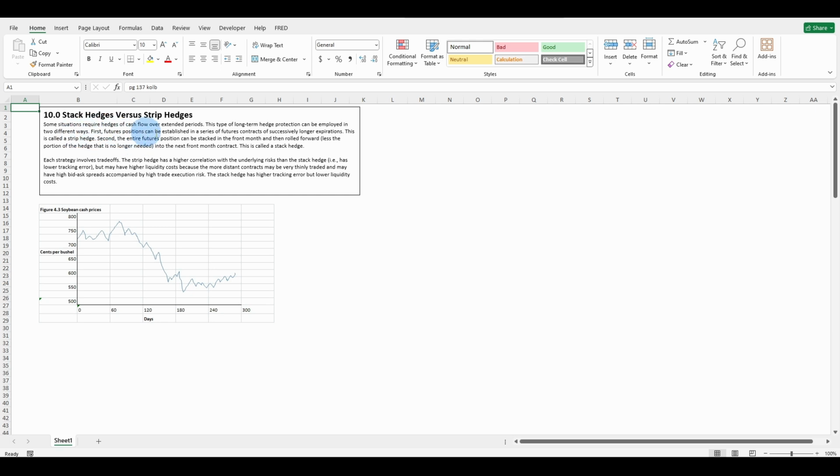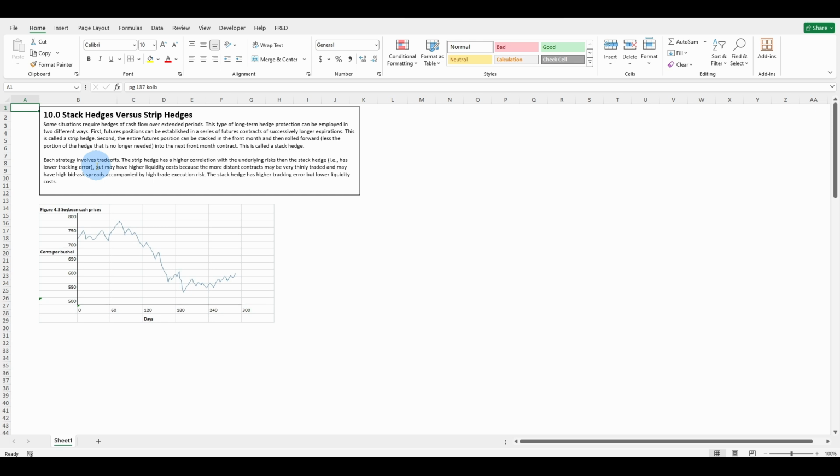Second, the entire futures position can be stacked in the front month and then rolled forward, less the portion of the hedge that is no longer needed, into the next front month contract. This is called a stack hedge.